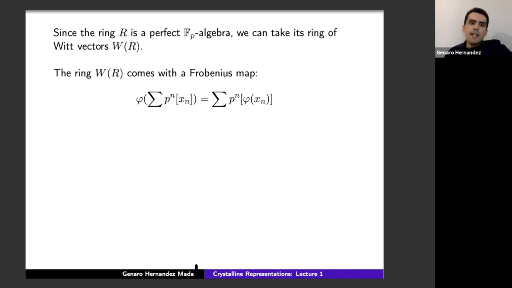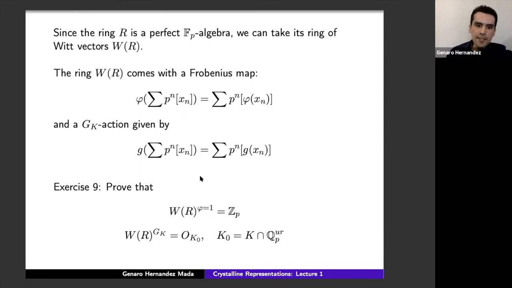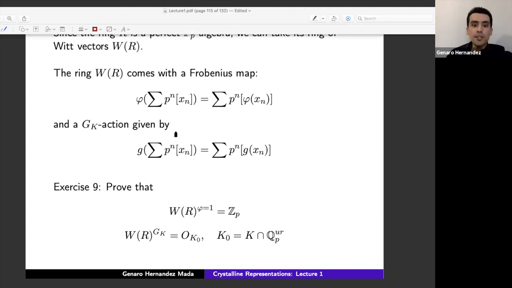So the definition of the Frobenius is just to apply the Frobenius to each of the xn and take the Teichmuller lift, and it should be okay. And also we have a GK action given in the same way, just to each of the xn. And so here the exercise is this one. The elements in which the Frobenius is the identity is just the ZP.